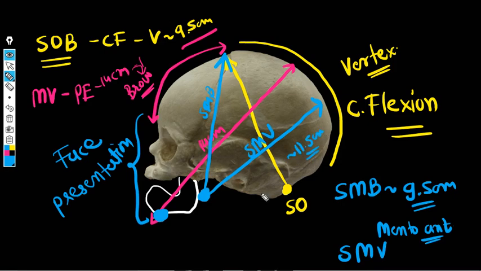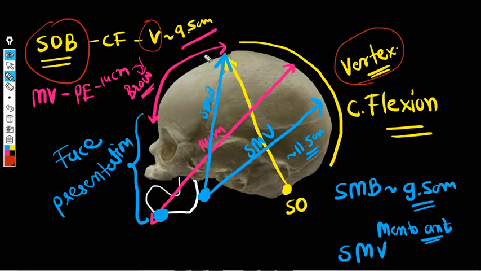and this is around 11.5 centimeters. So my friends, in anterior posterior diameter, you need to remember there are generally 4 diameters and 3 presentations. One presentation, the very common presentation, is the vertex presentation. In vertex presentation, your presenting part will be the vertex. The engaging diameter will be the suboccipitobregmatic, and that is 9.5 centimeters.